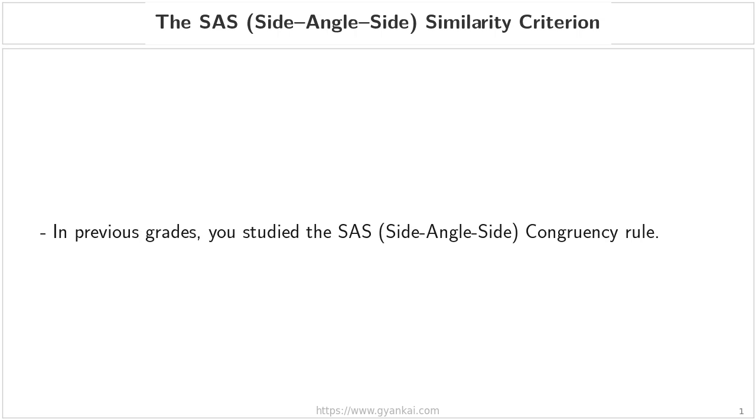Welcome, everyone. Today we are going to explore a very important concept in geometry, the SAS, or side-angle-side, Similarity Criterion. Now, before we dive into the new material, let's take a moment to reflect on what you already know. In your previous grades, you spent a lot of time studying the SAS congruency rule. You might remember that when we talk about congruency, we are looking for triangles that are essentially carbon copies of each other. They are identical in both their shape and their size.